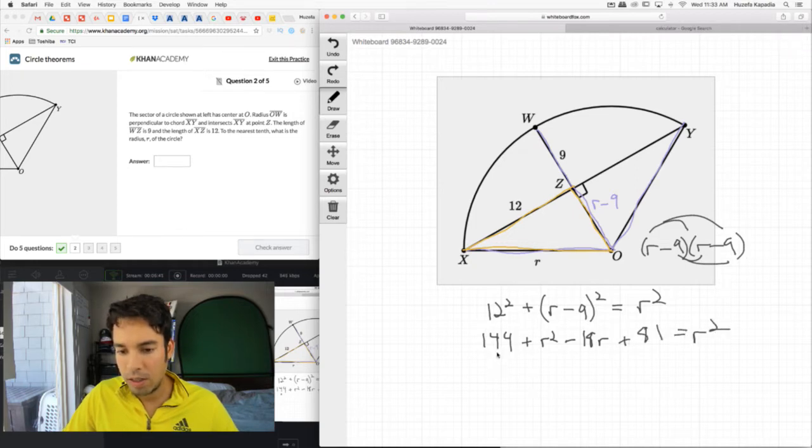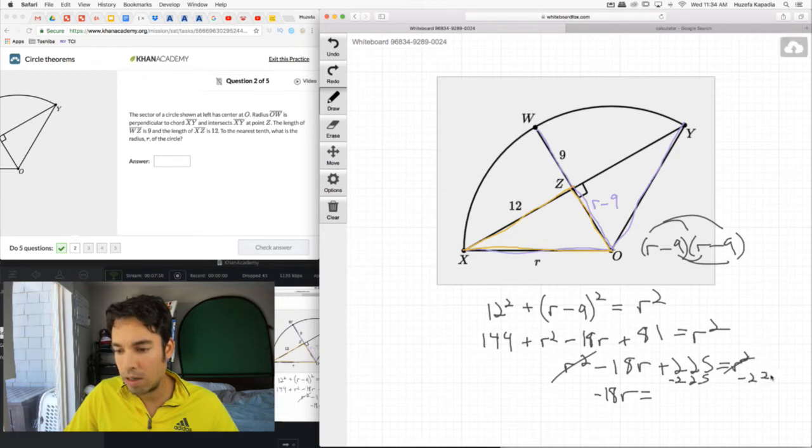All right. These guys combine. 144 plus 81 is 225. So r squared minus 18r plus 225 equals r squared. These will cancel out, subtract r squared from both sides. Then I have negative 18r equals, I'm going to subtract 225 from both sides to isolate r. So we have negative 225. And then I'm going to divide both sides by negative 18. And we should get our answer.